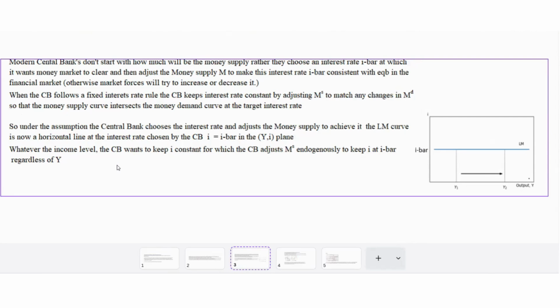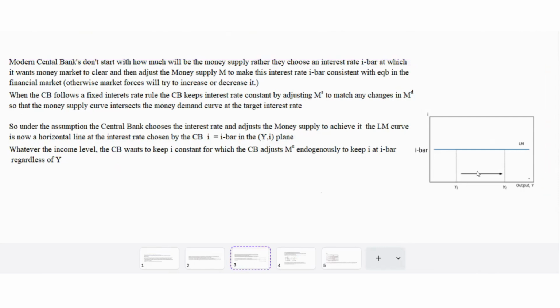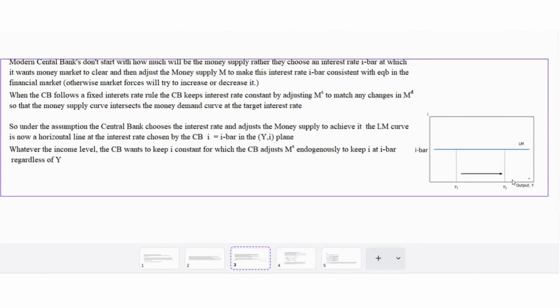So under the assumption, the central bank chooses the interest rate and adjusts the money supply to achieve it. The LM curve is a horizontal line at the central bank's chosen interest rate. Regardless of whatever the income level is, the central bank wants to keep I constant, for which it adjusts the money supply endogenously to keep I at I bar, regardless of whatever Y is, whether Y is Y1, whether Y is Y2. The central bank will ensure the money market clears at I bar by adjusting the money supply.